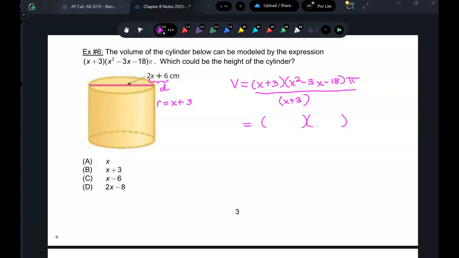Why are we dividing by x plus 3? Because we're dividing by the radius to figure out what's left over would be the height. So what's that give us? X minus 6. I'm factoring this part. X minus 6, x plus 3. So can we try B and C? Oh yeah, with the pi. Yeah, B. So you could plug in answers to height. It can't be x plus 3 because that's the radius. So what are we left with? X minus 6. Okay, that's it.